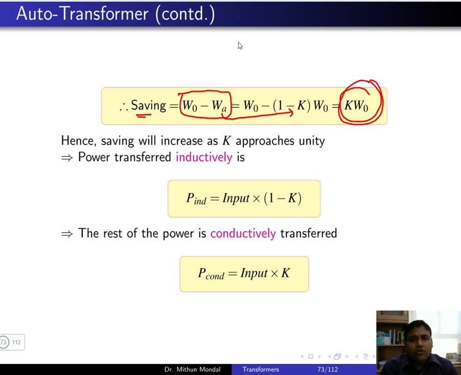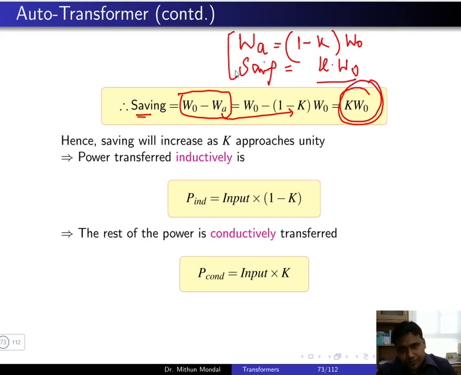So you have to remember two equations. One is weight of auto transformer copper is equal to 1 minus K, that is the transformation ratio, into the two winding transformer weight, and the saving of copper will then be K times W naught. So this is the saving of the copper.